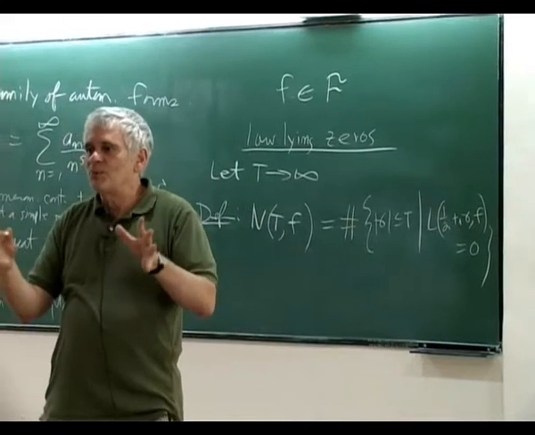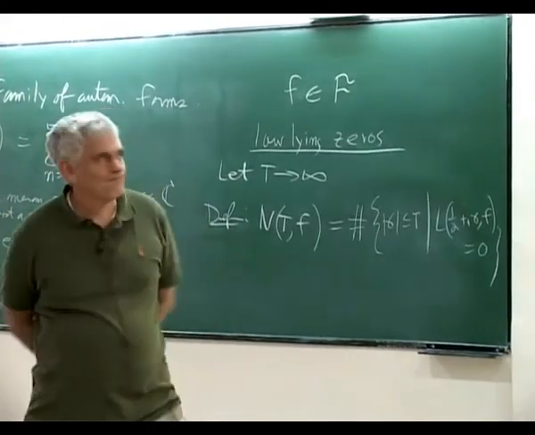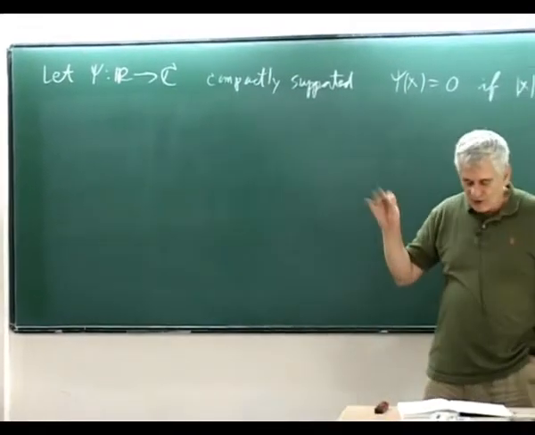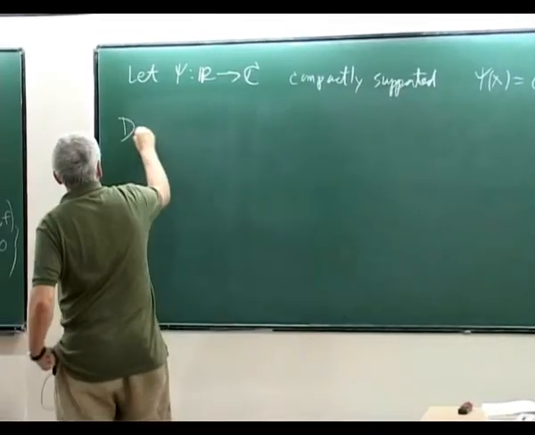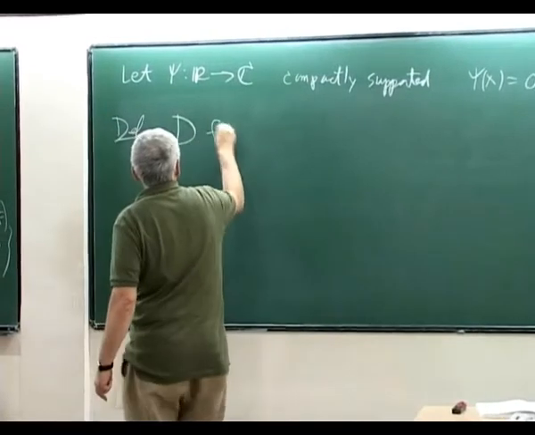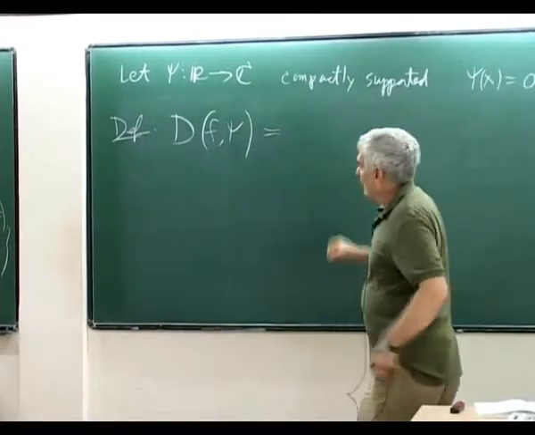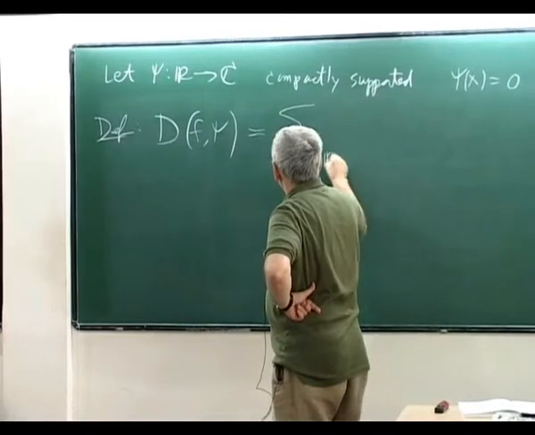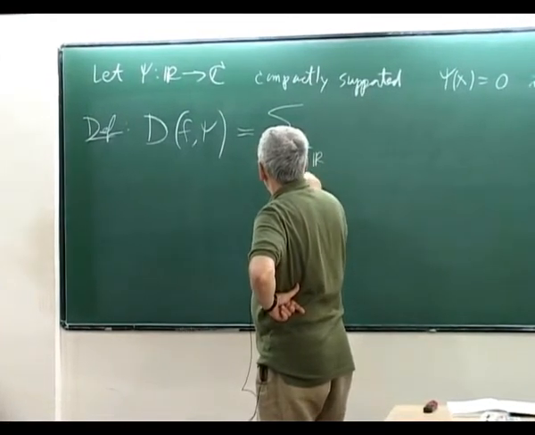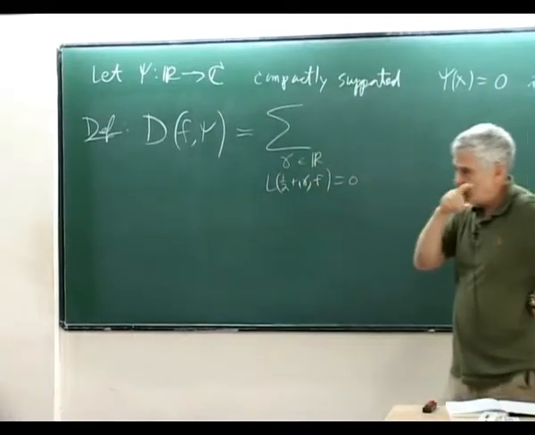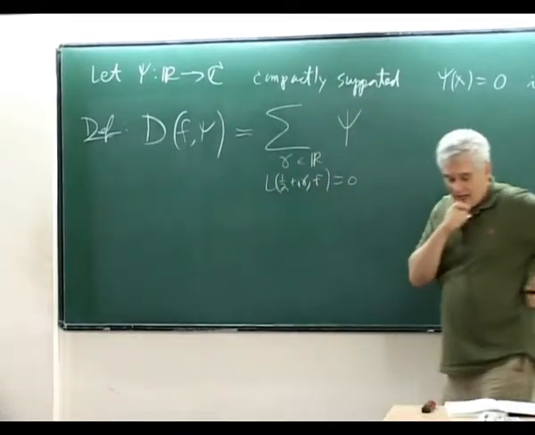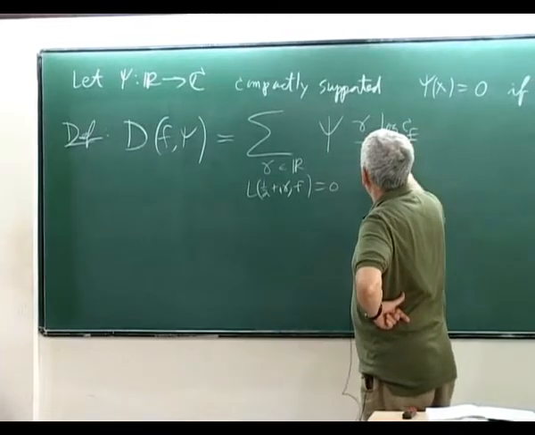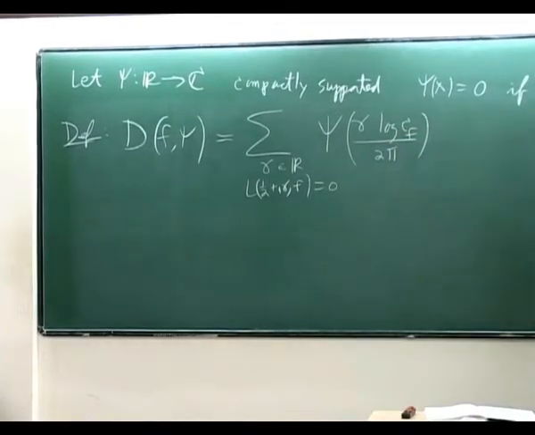I want it to have very small support, so C0 will be very small. And I'm going to define a function that counts low-lying zeros. So let me introduce a definition: D_F(psi). I want to sum over all zeros gamma, where gamma are all real numbers such that L(1/2 + i gamma, f) = 0. And then I'm going to take psi of gamma log C_F over 2 pi. So I have to tell you what C_F is.